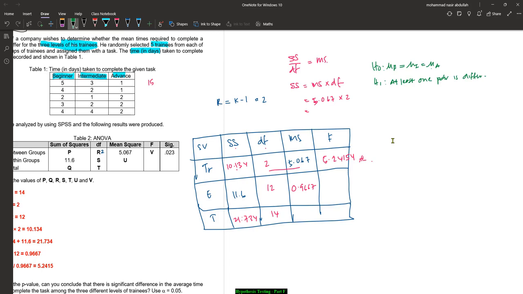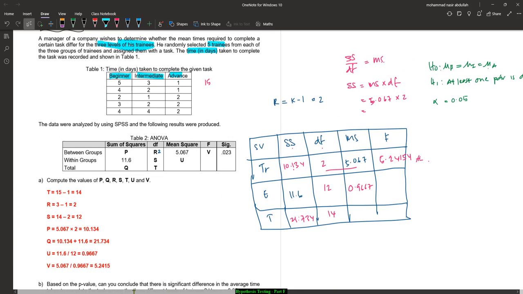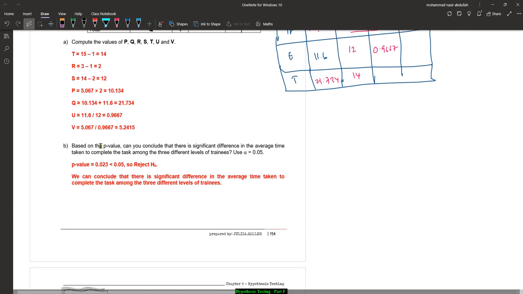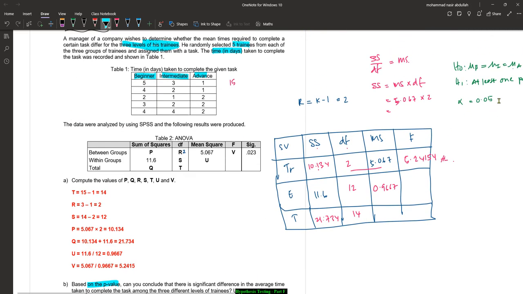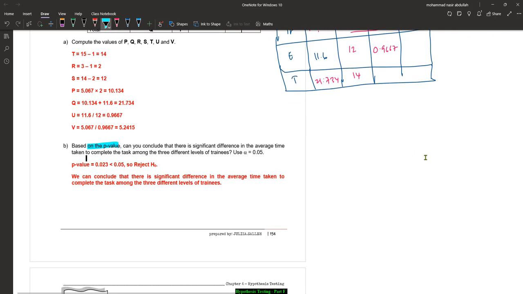So let's say dia kata dekat soalan B ni dia kata alpha is 0.05. Right. So there is two method. You kena baca soalan, right? Dia kata dekat sini based on the p value. So don't waste your time to calculate based on critical region. Kalau dia kata soalan ni based on p value, you buat critical region based on F value ni, you dapat kosong marks. Baca soalan betul-betul lah, based on the p value.